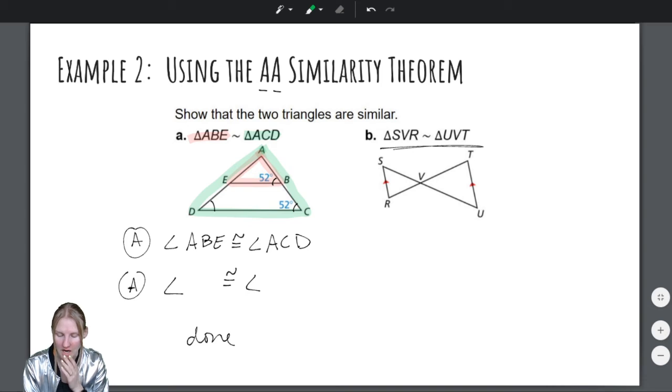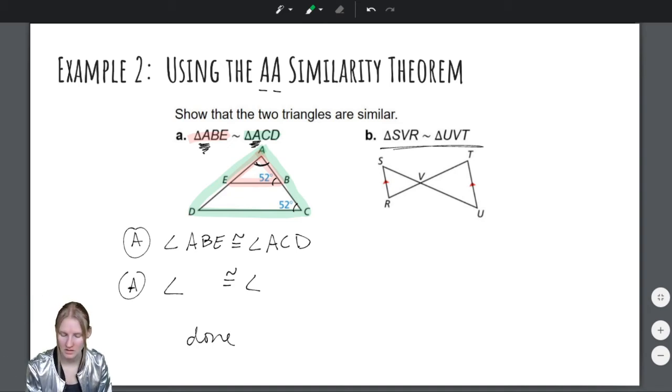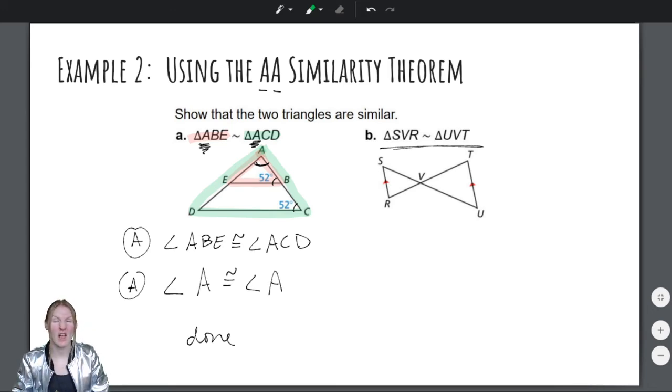I don't know anything about angle D and angle E, but wait a minute. Do you notice how the top of the red triangle is at angle A, and the top of the green triangle is at angle A? That's the same angle. Both of these triangles have angle A in them. They use angle A as the top of the triangle. So they share angle A.